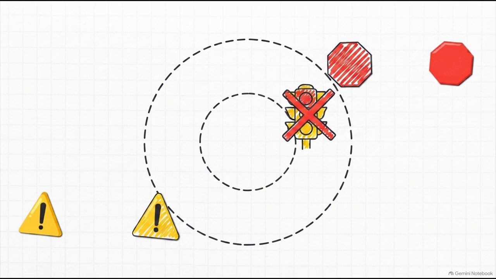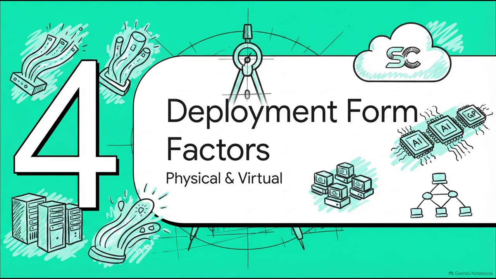This will immediately impact your routing behavior and just completely break platform operations. If there is a conflict, you absolutely must customize these internal ranges before you deploy. No exceptions. Section 4. Deployment and form factors.